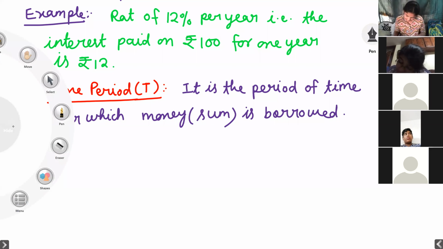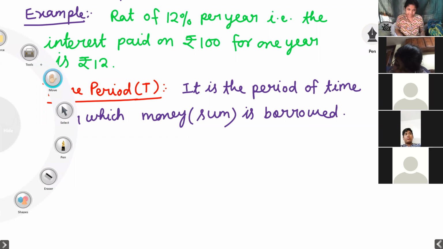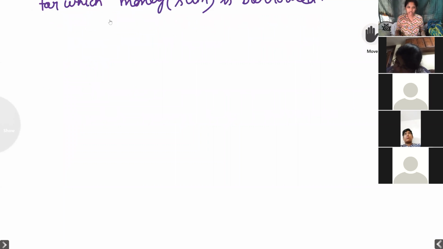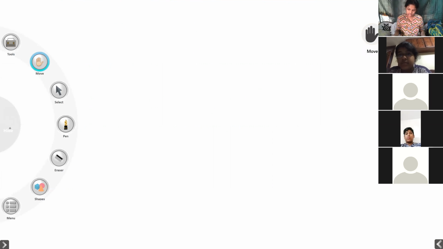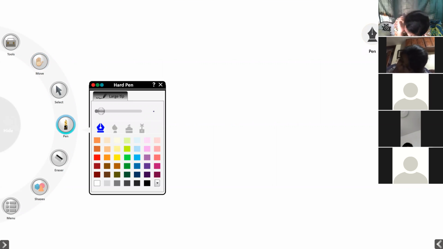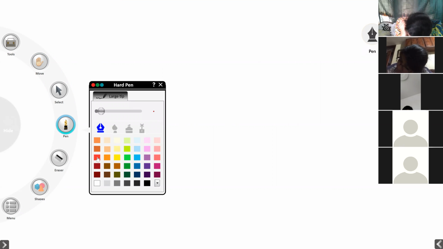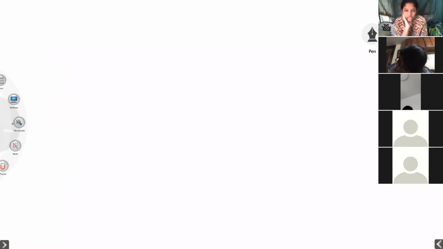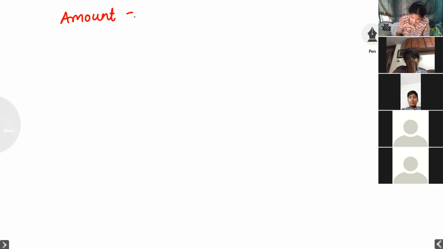Amount is equal to interest plus principal. Don't confuse students. If they are saying interest or simple interest, both are the same. Now note down the first formula: amount is equal to interest plus principal.